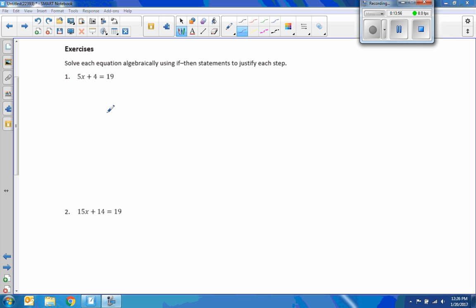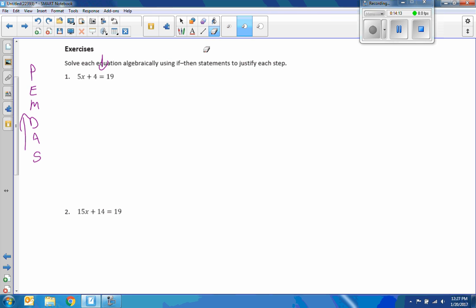I have 5x plus 4 equals 19. Solving algebraically. So again, I want to mention this. When we are working with an equation, we are doing PEMDAS. So I'm going to erase this and write it in reverse. And I'm going to change that to a G because we are doing grouping now instead of parentheses. So it's SADMEG. So we're going to subtract first and add first. Subtraction and addition first. We have addition.